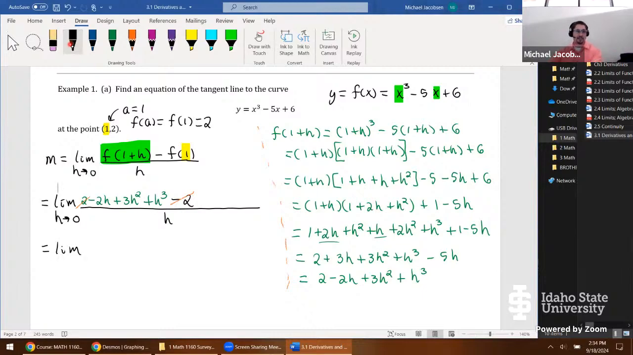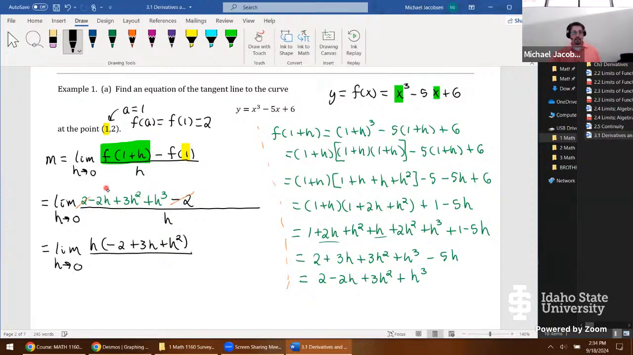Let me move that cursor somewhere that's not distracting. As h goes to 0, with all the terms left over here, they all have a factor of h, so we'll factor h out, leaving behind negative 2 plus 3h plus h squared. H is down below, and so here's our cancellation. H's are gone, but once that h is out of the picture, we can take the limit as h goes to 0. This is just direct substitution.